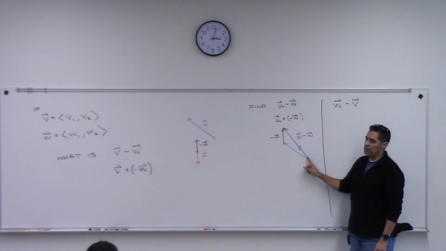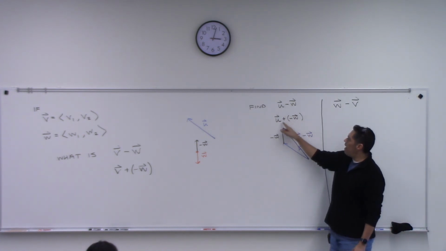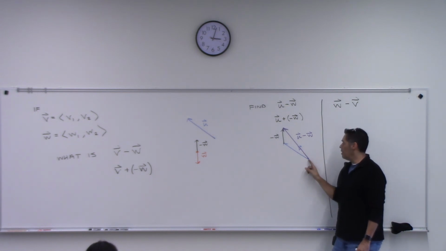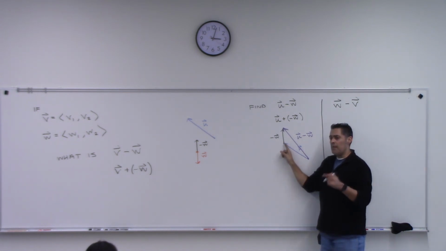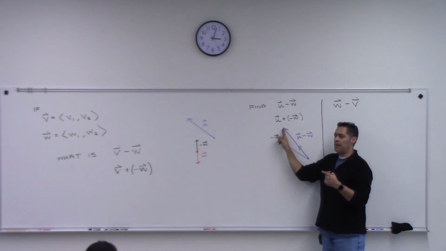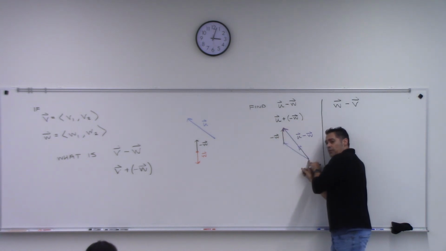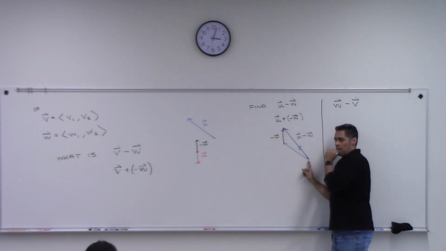That would not be correct because we're trying to take u and add negative w. So we start at the tail of u, we go to the tip of u, then we go tail of negative w to tip of negative w. So the result is that we started here and ended here. So it goes from here to here. Okay, I see. Got it?